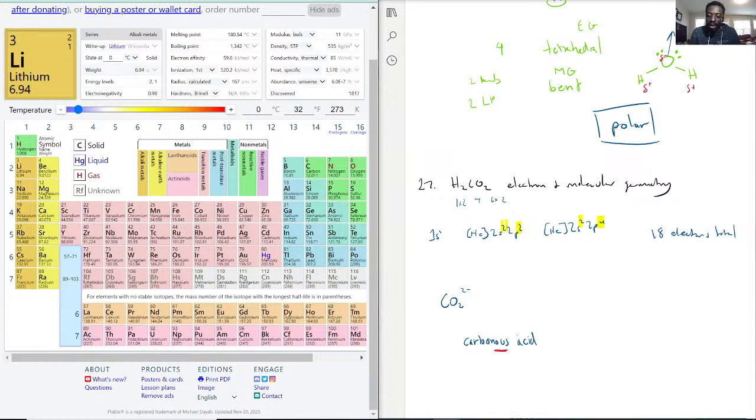Now to figure out the electron and molecular geometry, we have C in the middle, 18 electrons, we have H, O. Actually, that's just an assumption. Let's actually do the CO2 first, because based on that you would see where the hydrogen would prefer to go. Ooh, tricky.